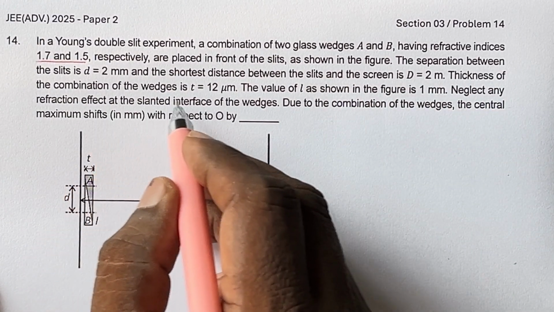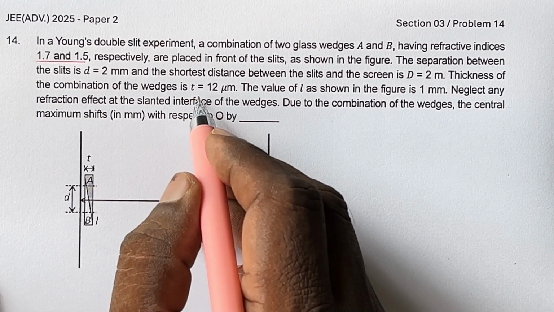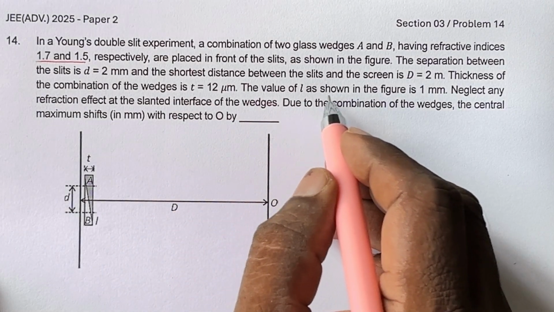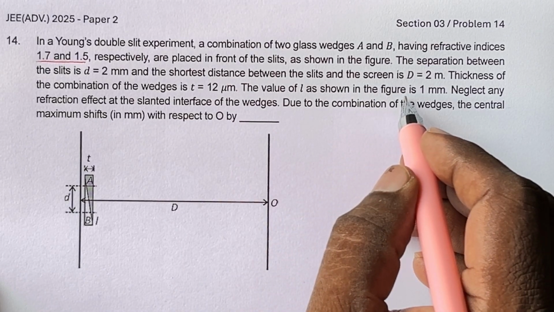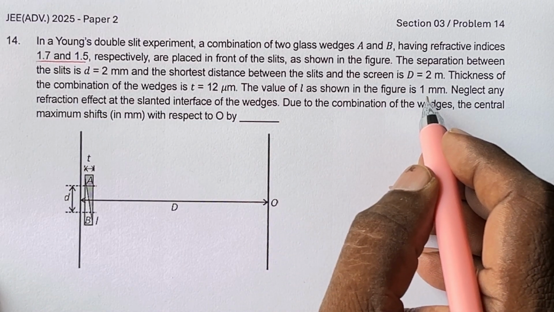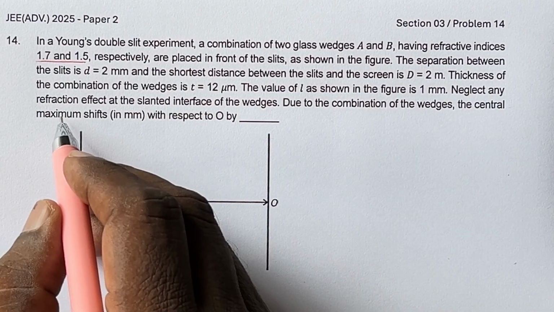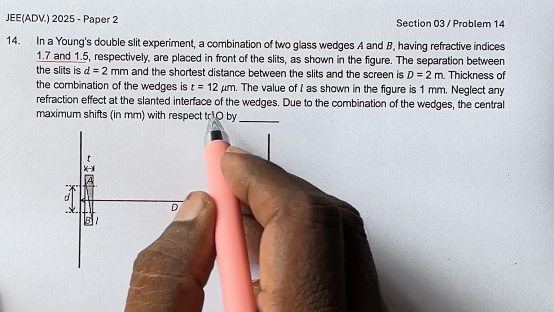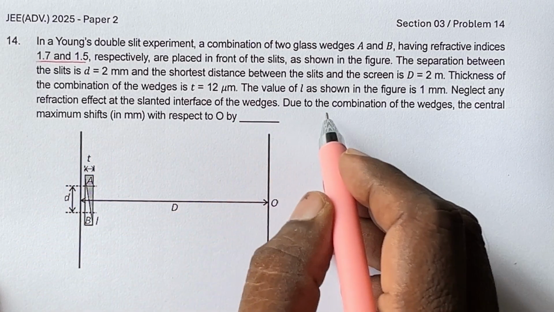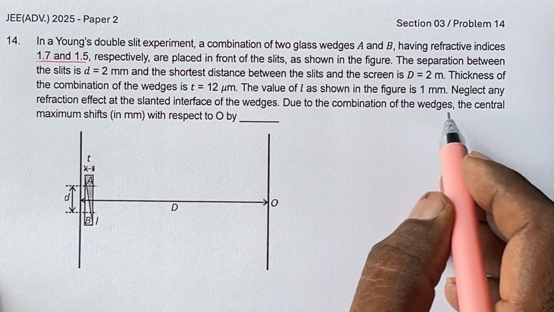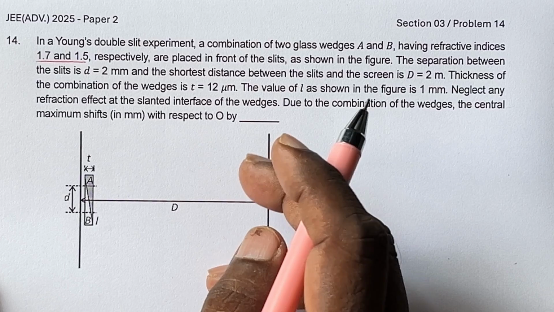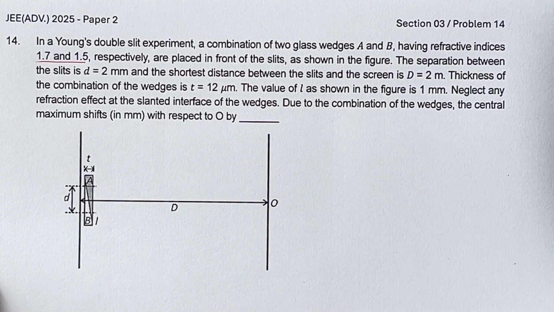Thickness of the combination of wedges, T, is equal to 12 micrometer. The value of L as shown in the figure is 1 millimeter. Neglect any refraction effect at the slanted interface of the wedges due to the combination of the wedges. The central maximum shifts with respect to O, the central maxima.